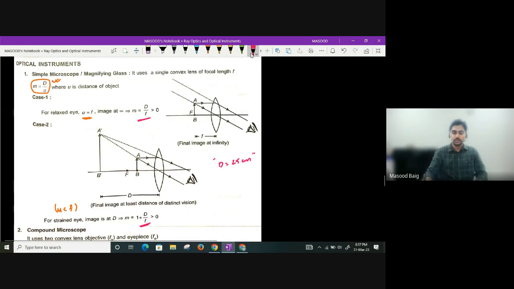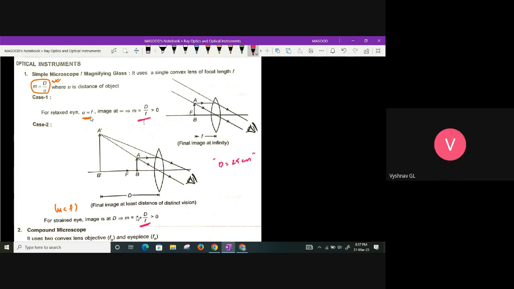Right? So in case of relaxed eye, object distance will be equal to focal length. So automatically, for strained eye, object distance will become less than focal length. The magnification for simple microscope in relaxed eye condition is D by f, in strained eye condition 1 plus D by f. Please tell me, where is magnification more, in which condition? Strained or relaxed? Strained eye.